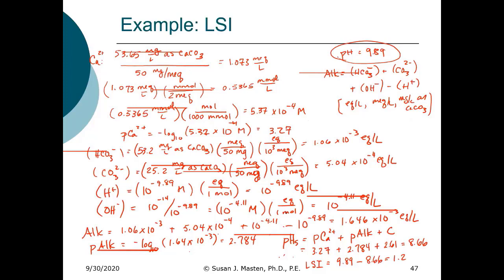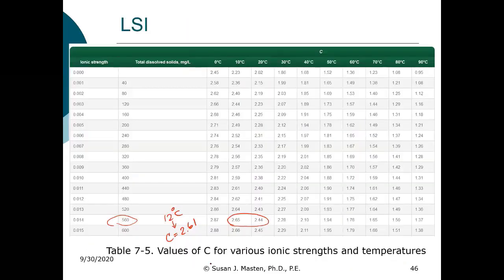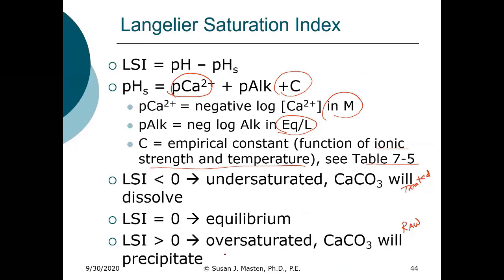Initially, what we're doing is we're going through the conversions. So we start with milligrams per liter as calcium carbonate. We're converting that to milliequivalents, and then we're converting to millimoles because we need the PCA in molar units. Okay, and then because of the pH, we need to go through and calculate the concentrations of all of the species, and that gives us the alkalinity. So the question is, how does the 1.23 tell us that it's oversaturated?